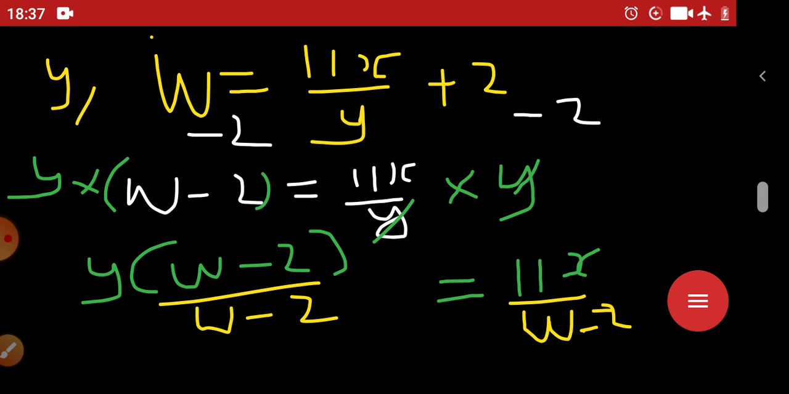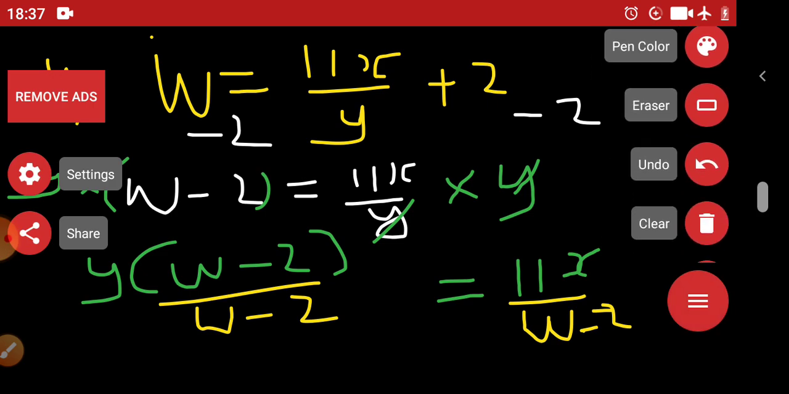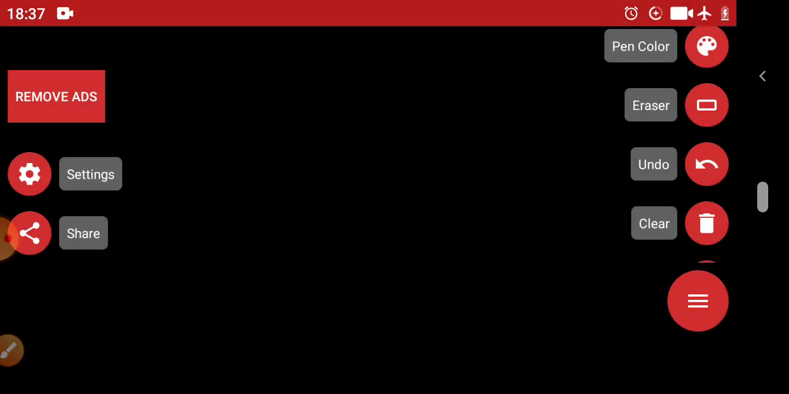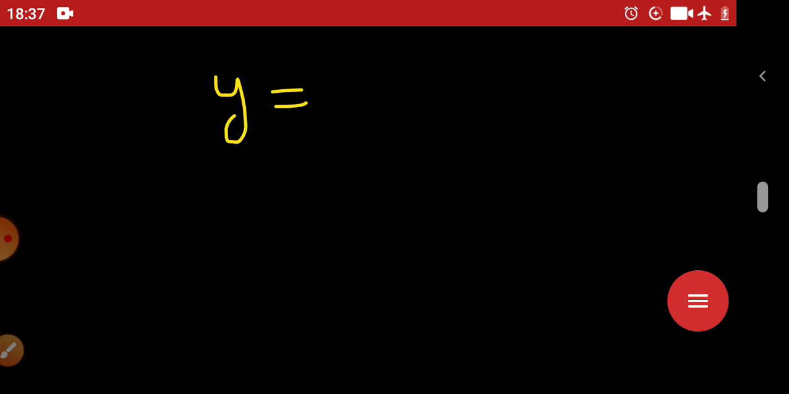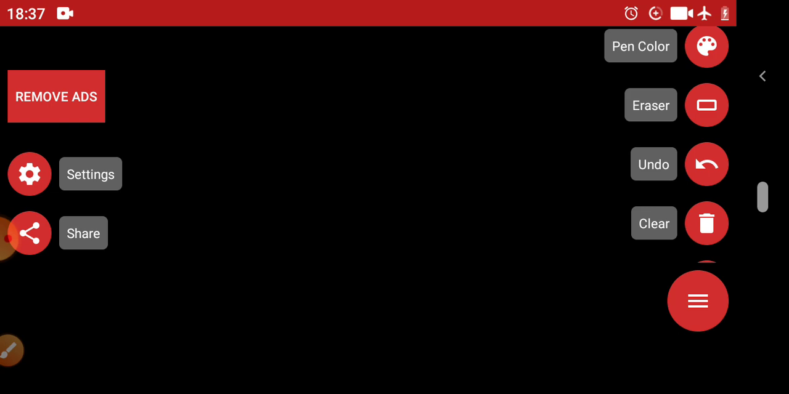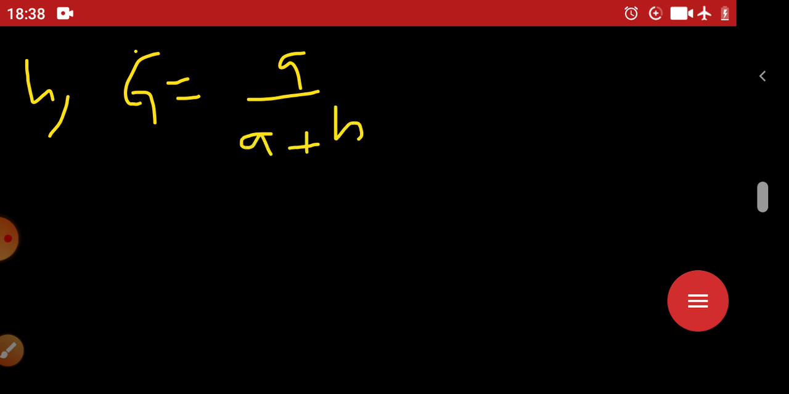So this would be our final answer. Final answer will be y is equal to 11x divided by w minus 2. So now let's proceed. So now we go to h. So in h we have g is equal to a over a plus b.